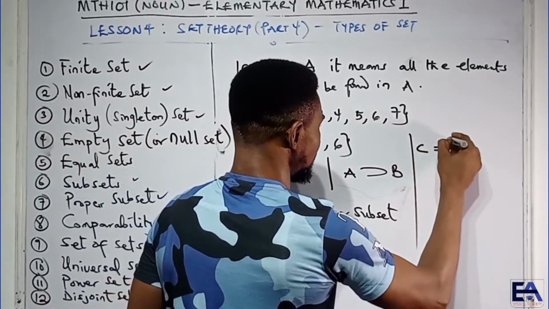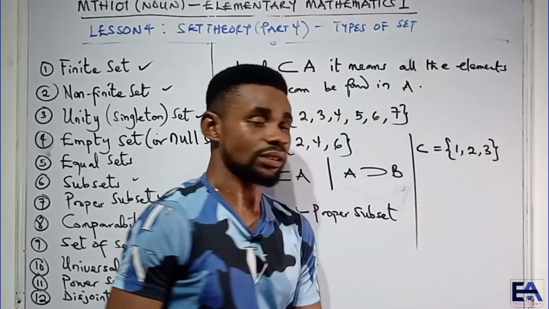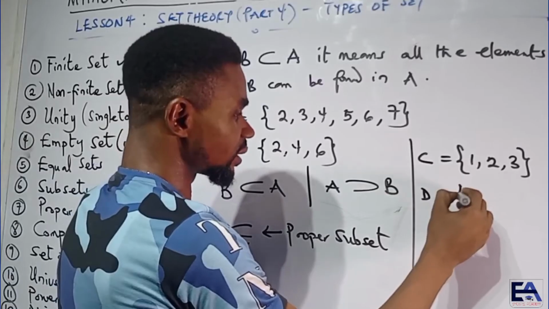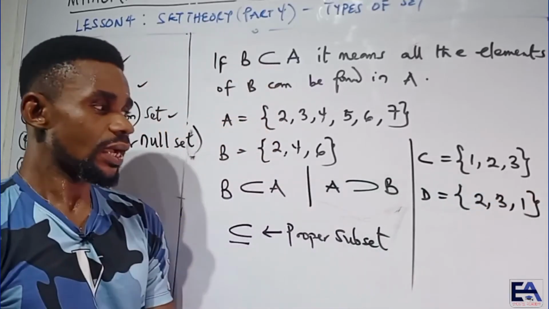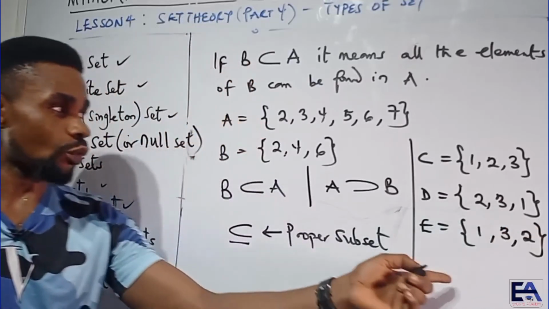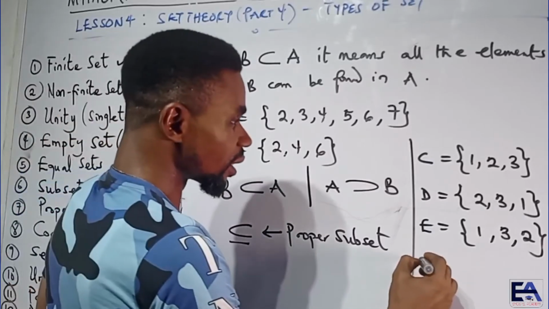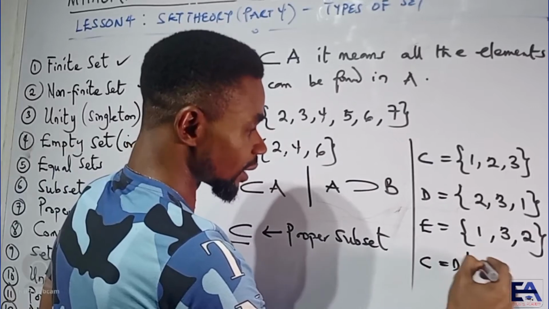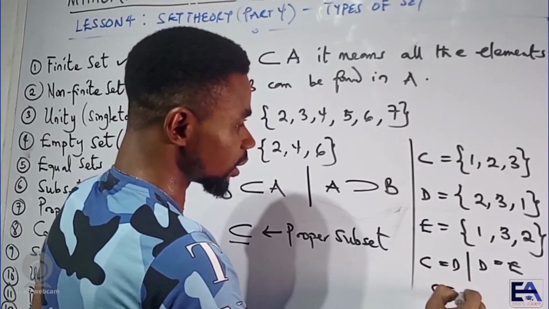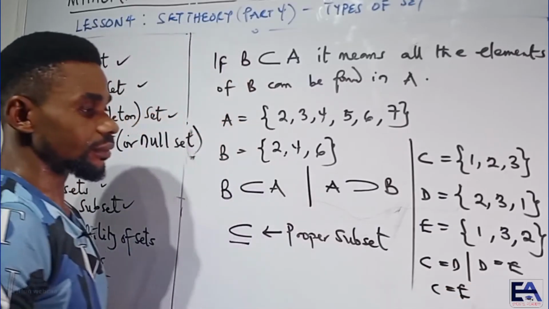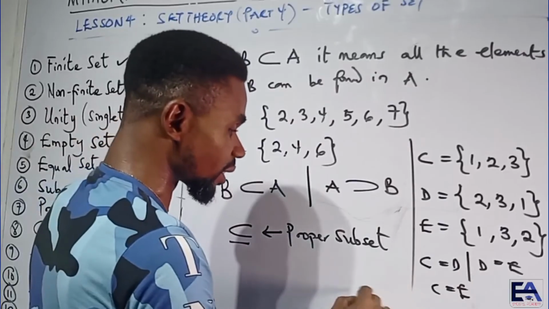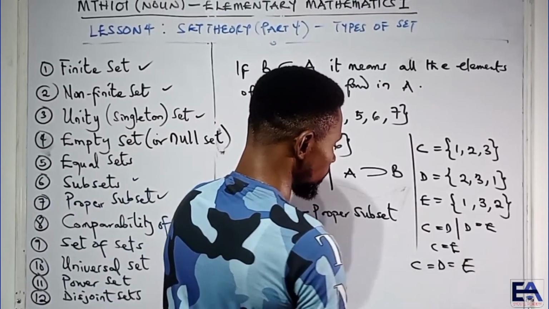If a set C is equal to {1, 2, 3}, and I have a set D equal to {2, 3, 1}, and a set E equal to {1, 3, 2}, based on what we learned about equal sets, we all agree that C is equal to D, D is equal to E, and C is equal to E. Simply, C is equal to D and equal to E. They're all equal to each other, right?